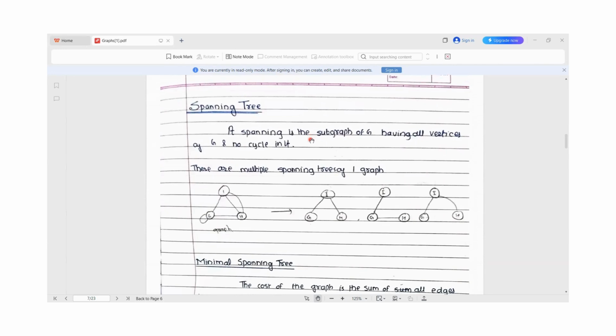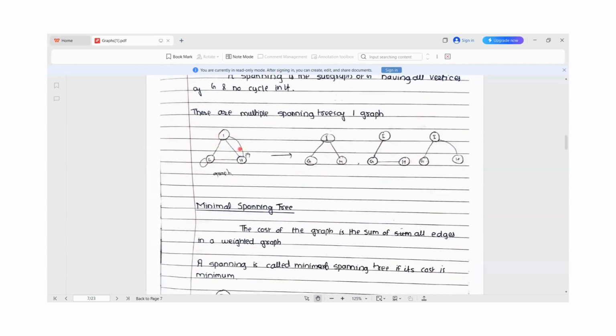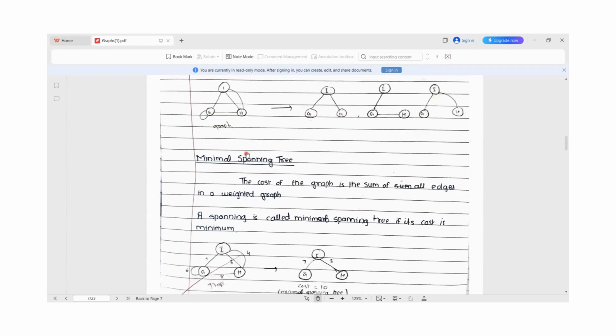Spanning tree is a subgraph of G having all the vertices of G and no cycle in it. Here you can see in the diagram there are three nodes G, I, and H. There can be multiple spanning trees: G to I, I to H; or I to G, G to H; and here G to I, I to H. What is compulsory is that we need to include all the vertices. We should eliminate the cycles.